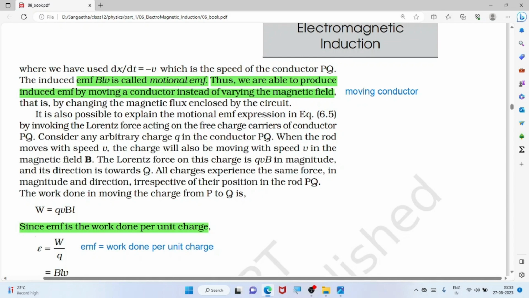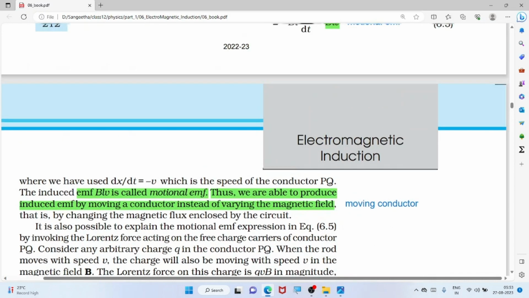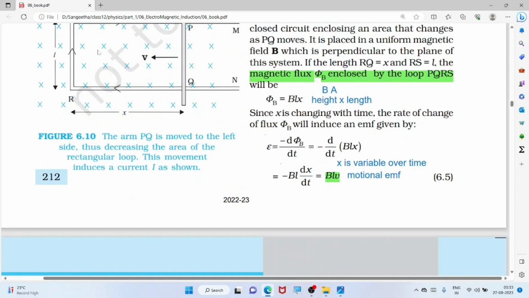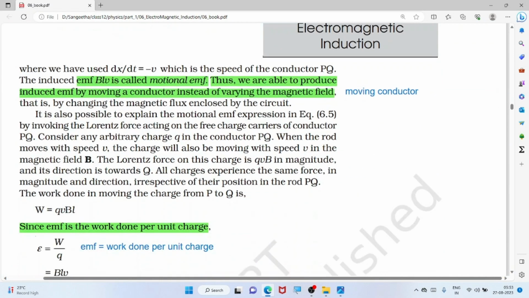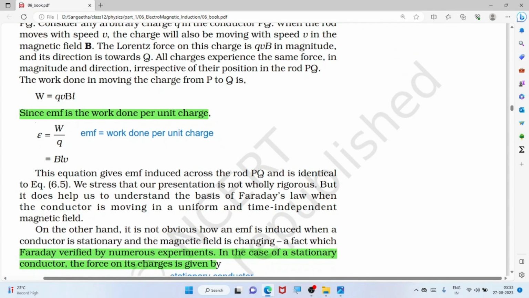Here we are not changing the magnetic field, but moving the conductor. The flux changes because the area changes. When you move the conductor and change the area, the flux changes. So the EMF can also be expressed as the work done per unit charge.